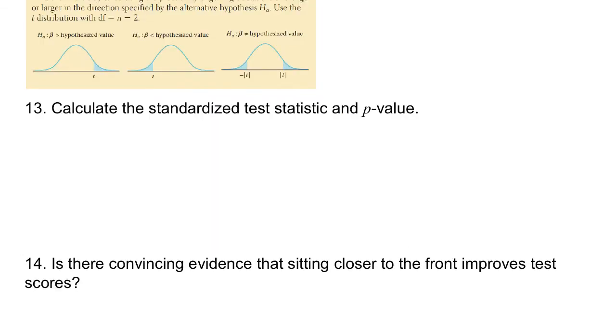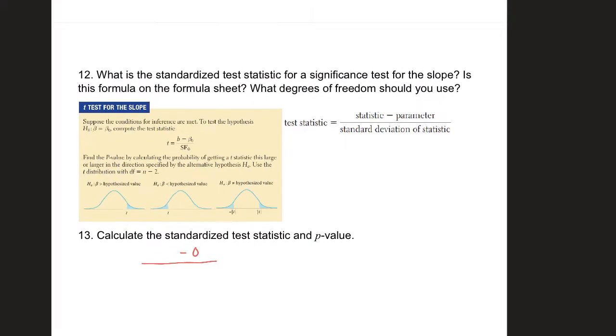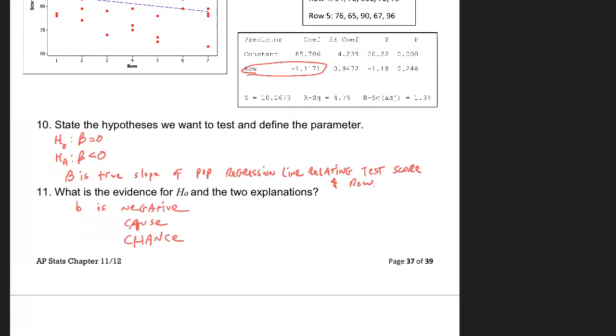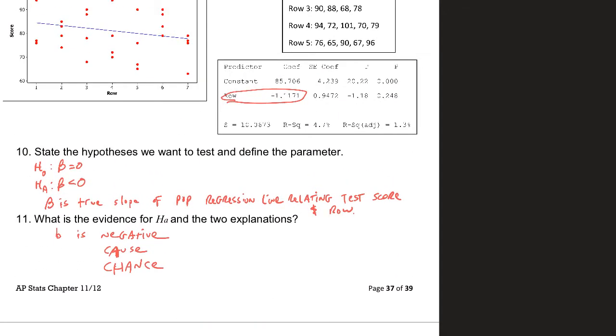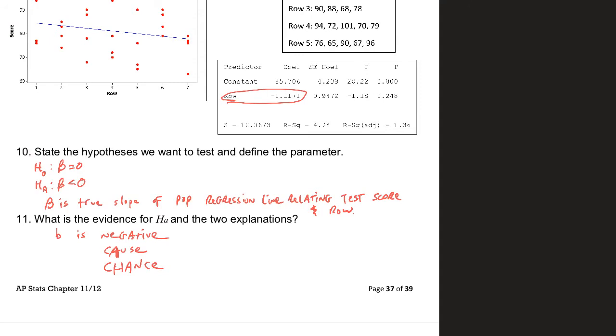So the standardized test statistic is b minus 0 all over standard error. Okay, so I need to go get those numbers. So b is that negative 1.1171, and the standard error of the slope is not this. This is the standard deviation of the residuals. This is, when predicting this, we are typically off by 10.